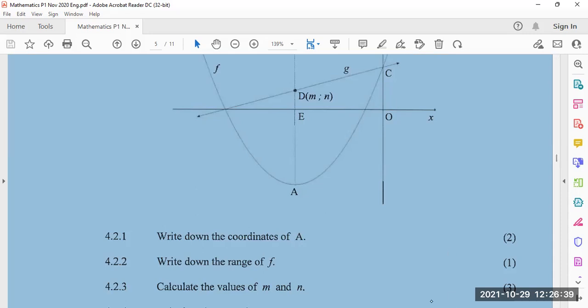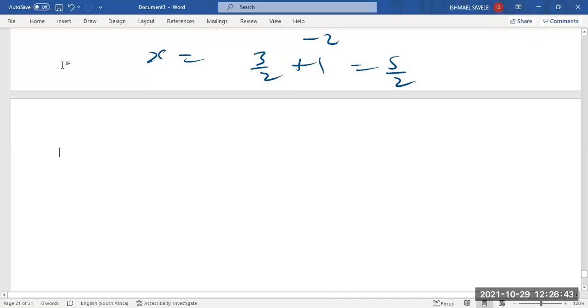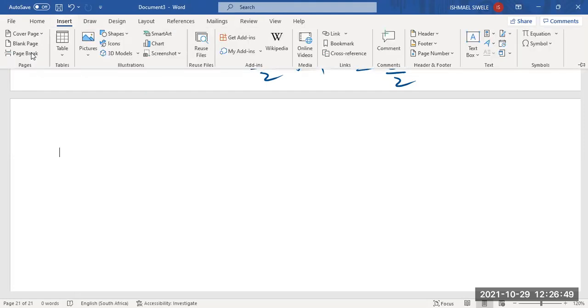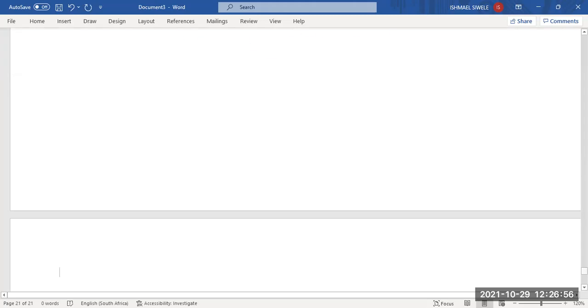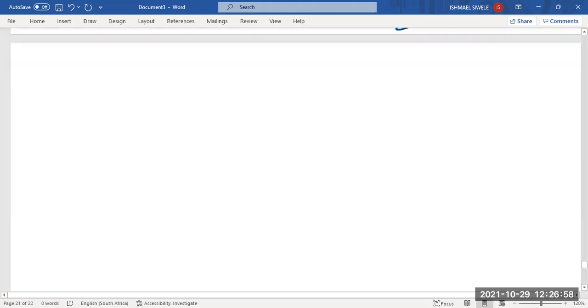So how are we going to go about finding the coordinates of A? Let me insert a new page. You see, I'm already running short of pages here. There you go. So 4.2.1. Write down the coordinates of A.